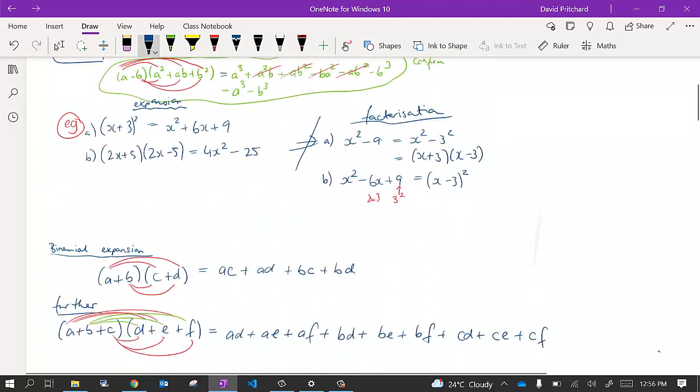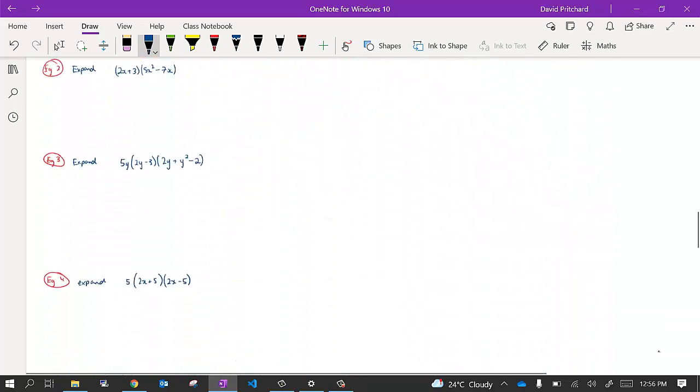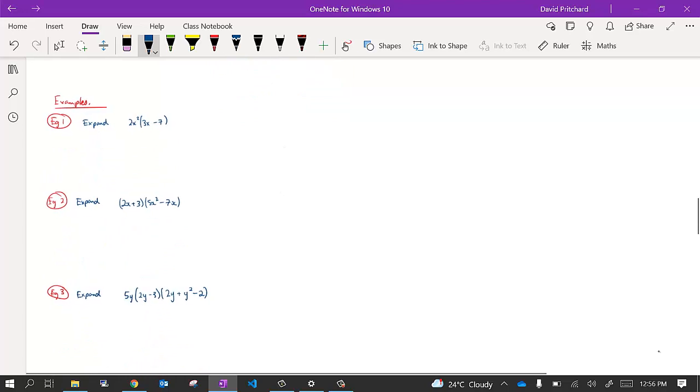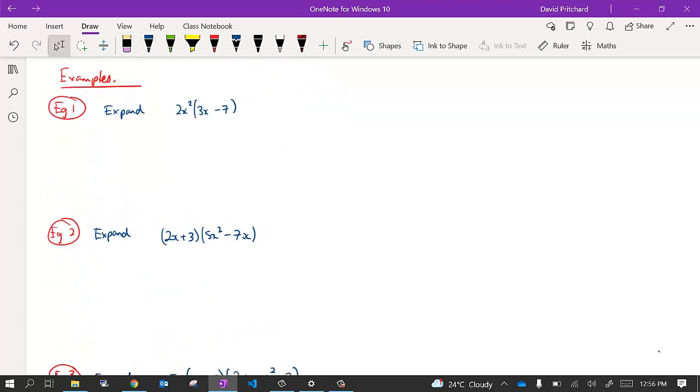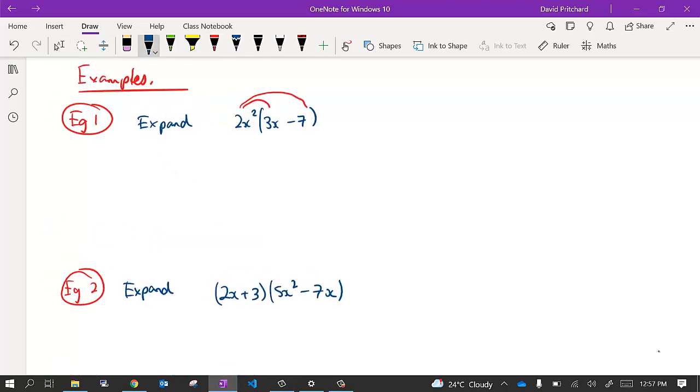All right. So they're the skills that I wanted to go through. Now we're going to look at a couple of examples, and once we've done these examples, you can put them to practice in either a simple set or a more complex set. All right, so we'll start with some expansion. Expand 2x squared multiplied by 3x take 7. So the idea is we're just multiplying each of these values within the bracket by that 2x squared.